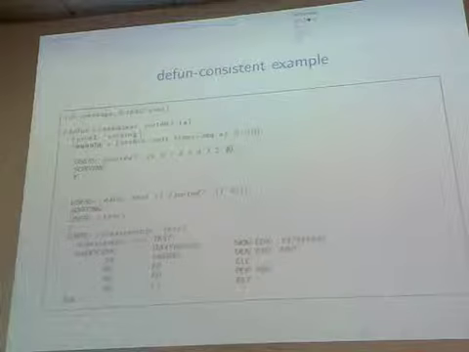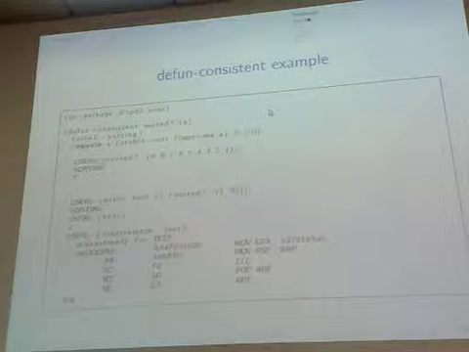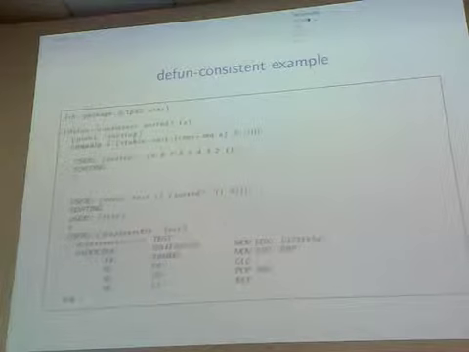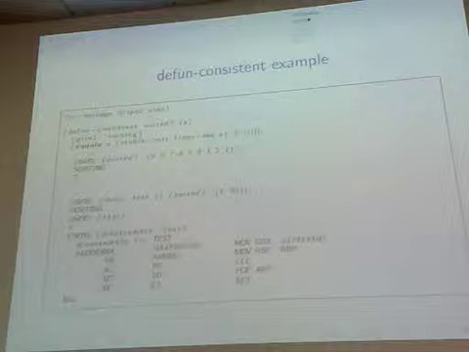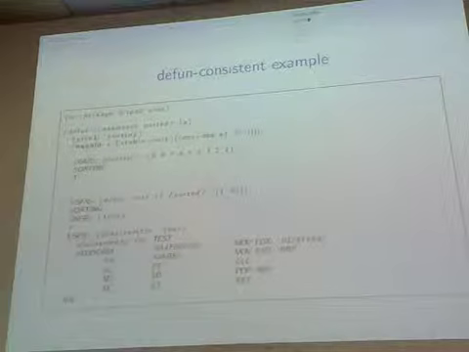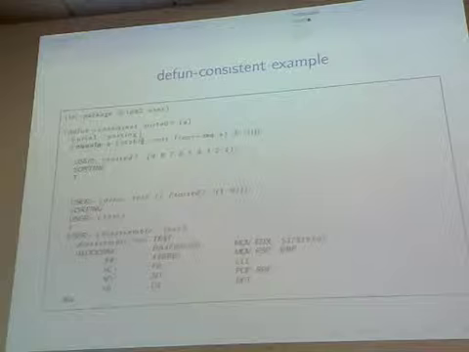So here's an example of it. If you wanted to know whether your array's raw sequence is sorted, then you could spend ages figuring out how to check that exactly, or you could use def unconsistent with an incredibly inefficient and stupid way of doing it.